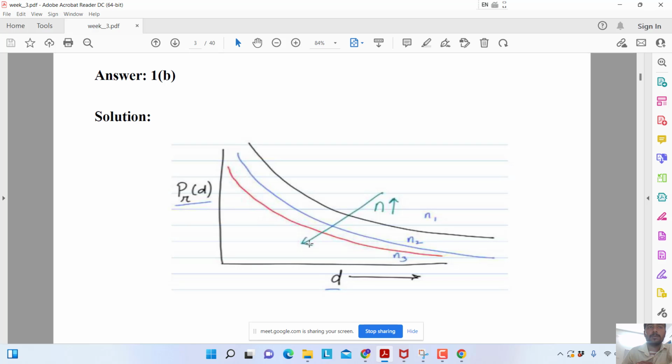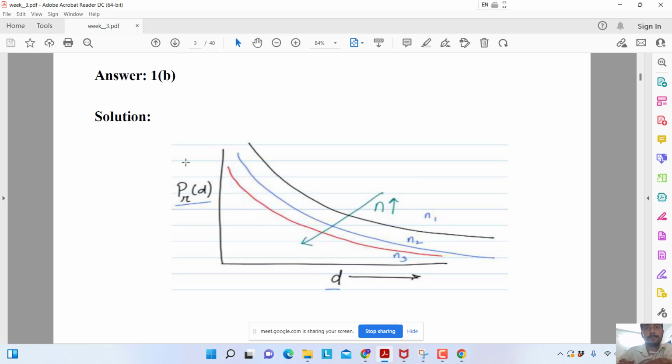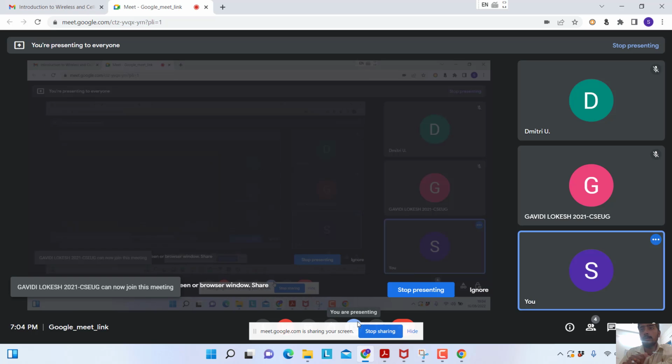So here we have five lines, n1, n2, n3, n4, n5. So n5 will be the right answer, which has the highest path loss exponent. So question one is clear. Guys, question one is clear.